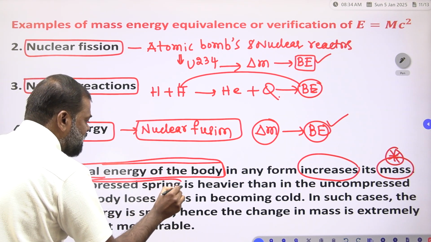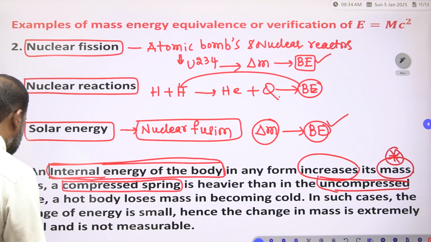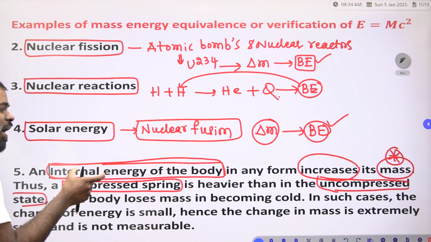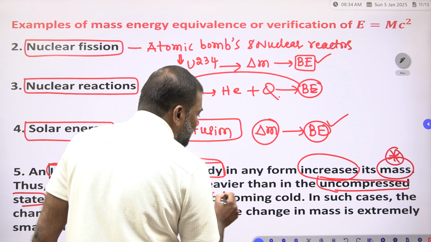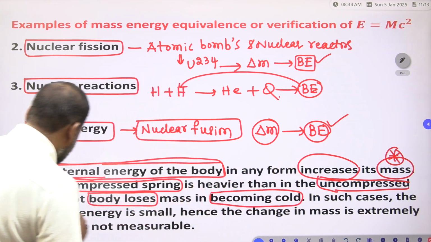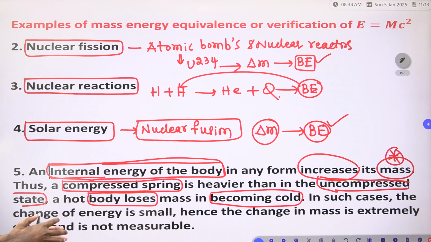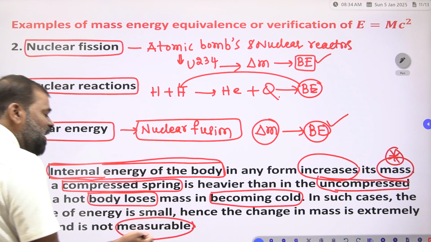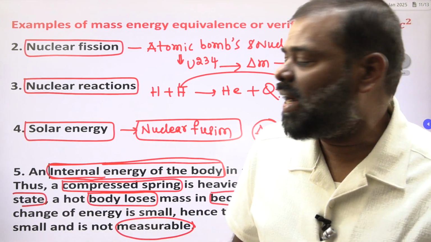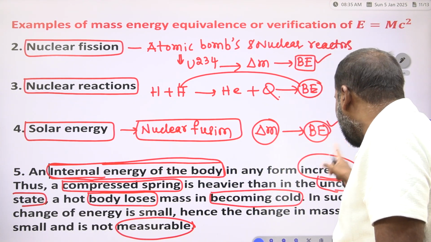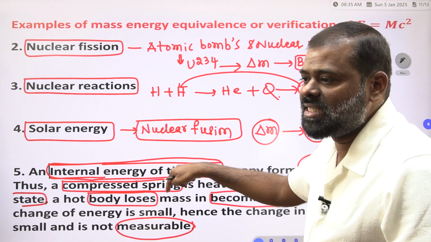A compressed spring is heavier than in the uncompressed state. A hot body loses mass in becoming a cold body, right? In such cases, the change of energy is small, hence the change of mass is also extremely small and not measurable. But even so, if you observe statistical mechanics microscopically, you are able to identify that internal energy of the body in any form increases its mass. Mass depends upon the internal energy of the body also.